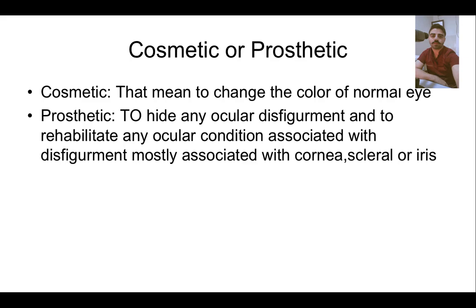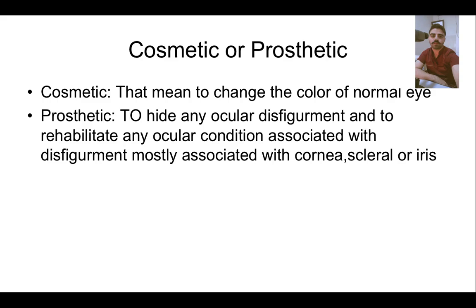So moving on, we have a second type of indication, that is cosmetic or prosthetic. Both of these are closely related with each other, along with some differentiation. So what is a cosmetic indication? Cosmetic means you just want to change the color of a normal eye. If a person does not have any abnormality in his eye, but he or she just wants to change the color of the eye, you have the option of a cosmetic lens, which we see a lot of ladies using just to attend an event. So we always go for a cosmetic lens in these conditions.